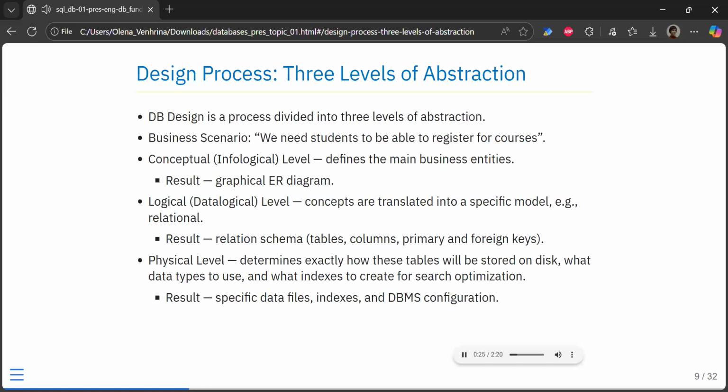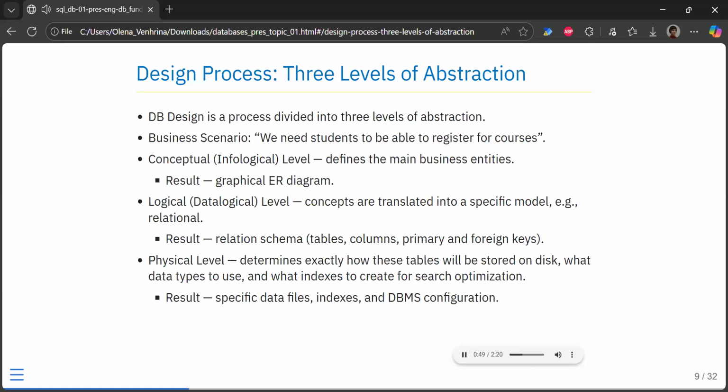Let's consider this with a simple scenario. The university tells us, we need students to be able to register for courses. How do we turn this requirement into a database? We start at the top with the conceptual level. This is the level where the answer to the question "what" is sought. At this stage, we don't care what server we have, SQL or NoSQL. We care only about business logic.